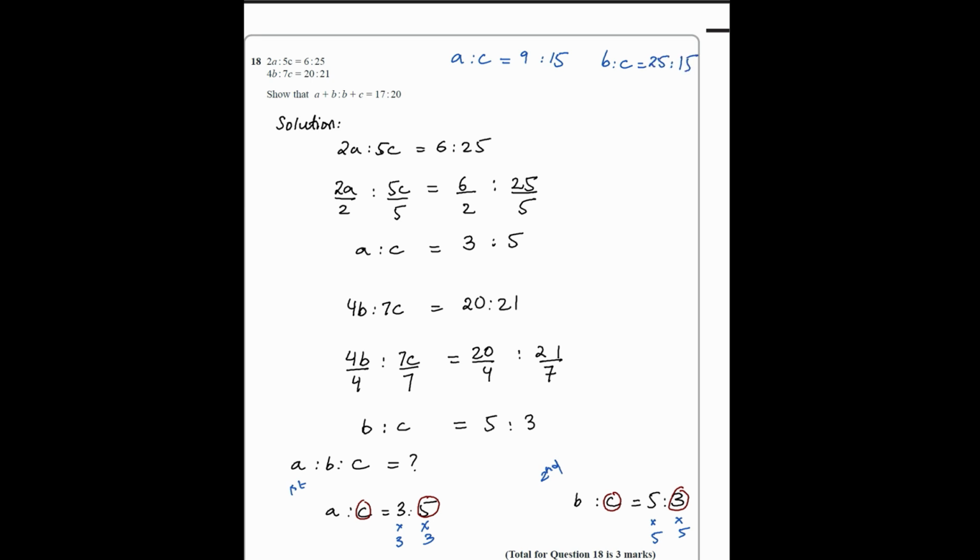Now we are seeing that 15 is common in both, so we can write a is to b is to c. A is 9, b is 25, and c is common in both, and that is 15. So 9 is to 25 is to 15.